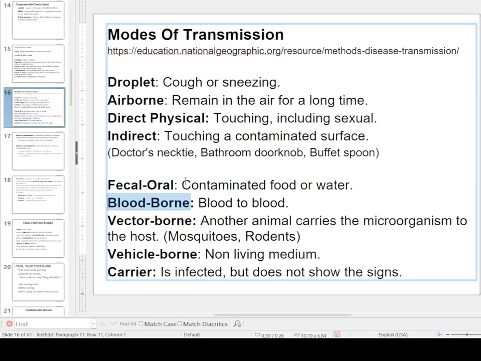Bloodborne is usually direct, but it doesn't have to be. It can be transmitted by an infected needle, and that's indirect. Sexually transmitted also counts as bloodborne, so there's some overlap here in definitions. Vector-borne means any living animal that carries it. A dirty needle is vehicle-borne because it's not alive, but a live thing acting like a dirty needle is vector-borne.